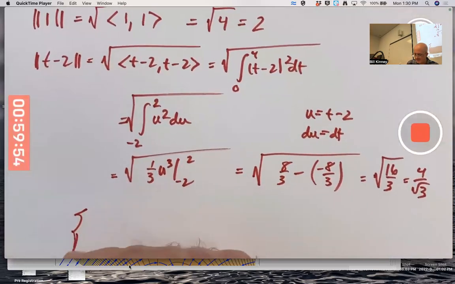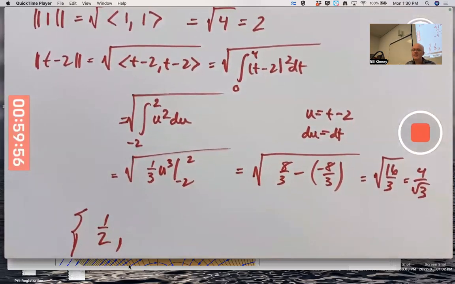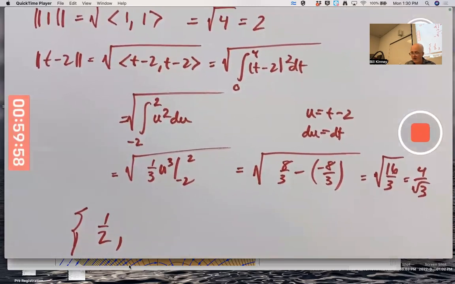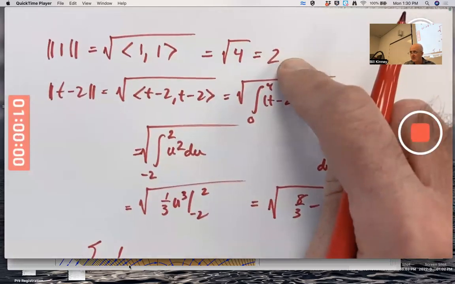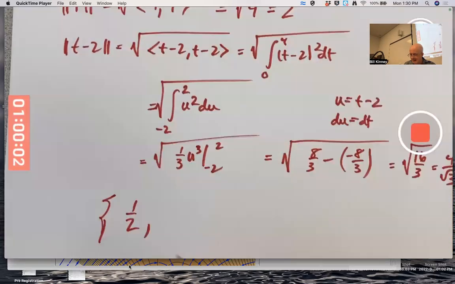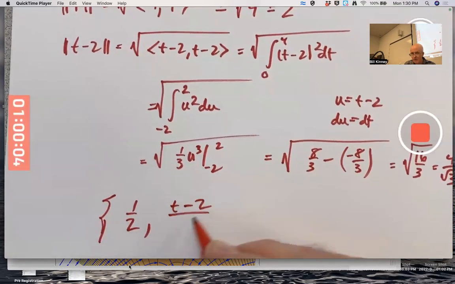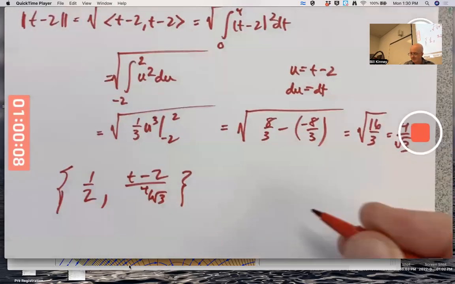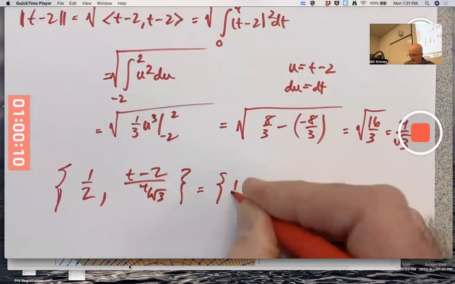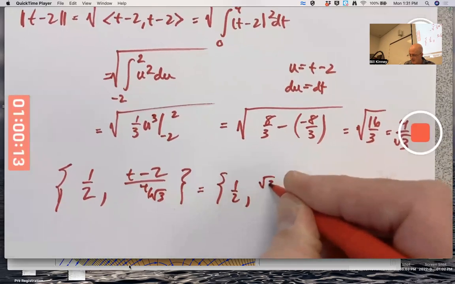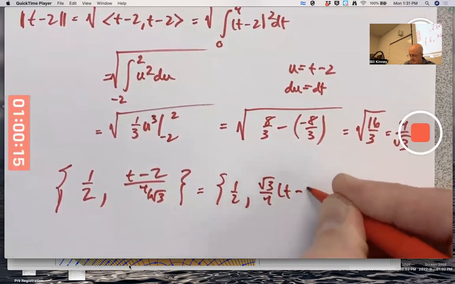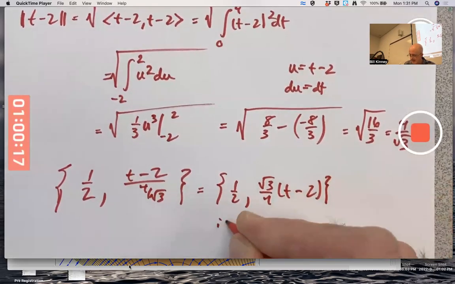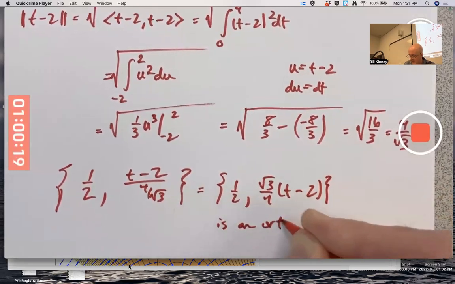An orthonormal basis would be 1 divided by its norm of 2, comma, t minus 2 over 4 over the square root of 3, which you could write like this. This is an orthonormal basis for W.